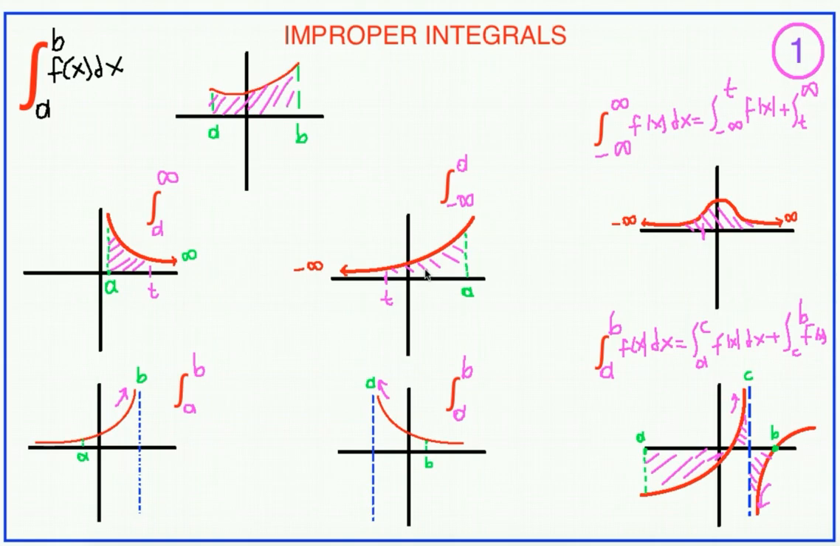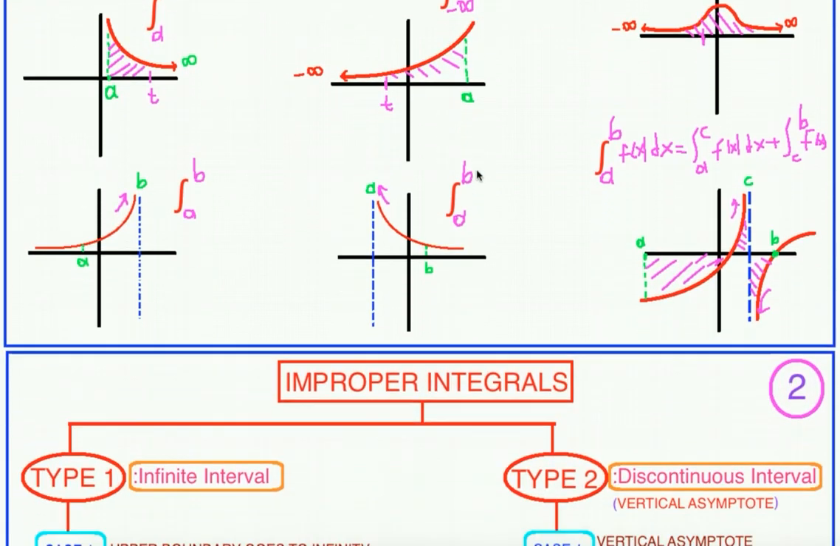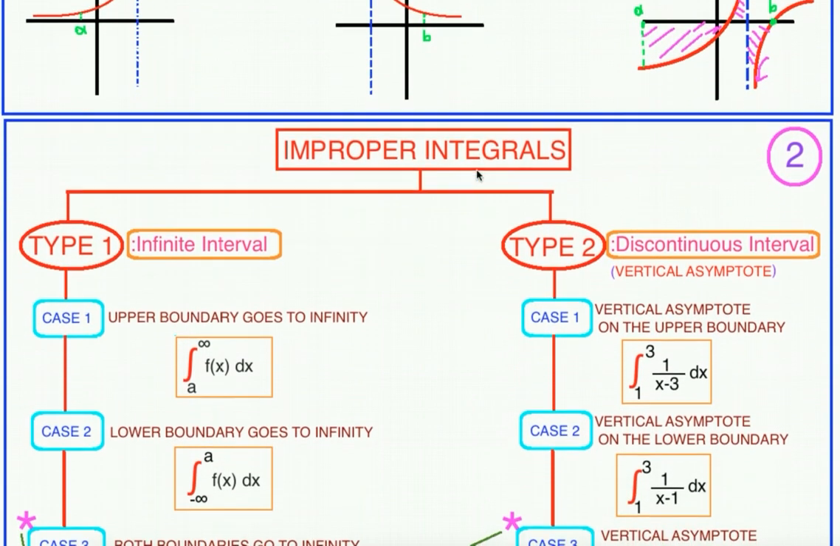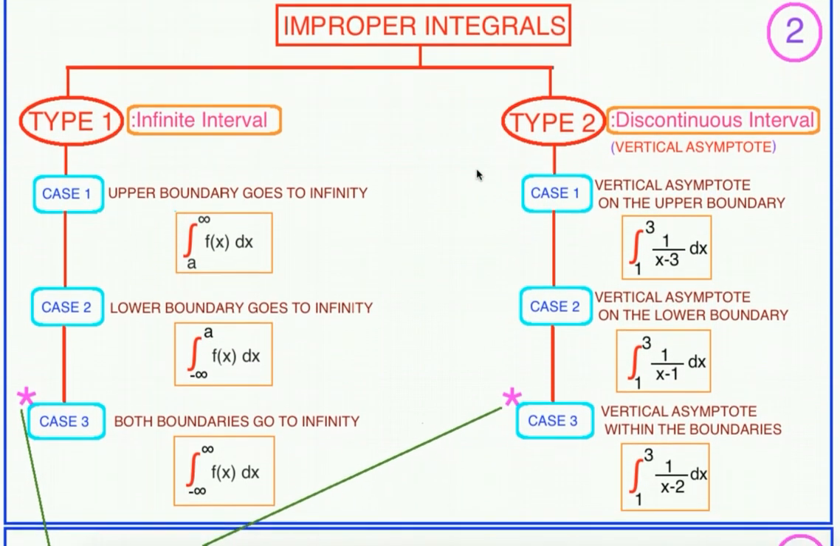More formally, improper integrals have two types, type 1 and type 2. Let's see what they are. Type 1 is the infinite interval.